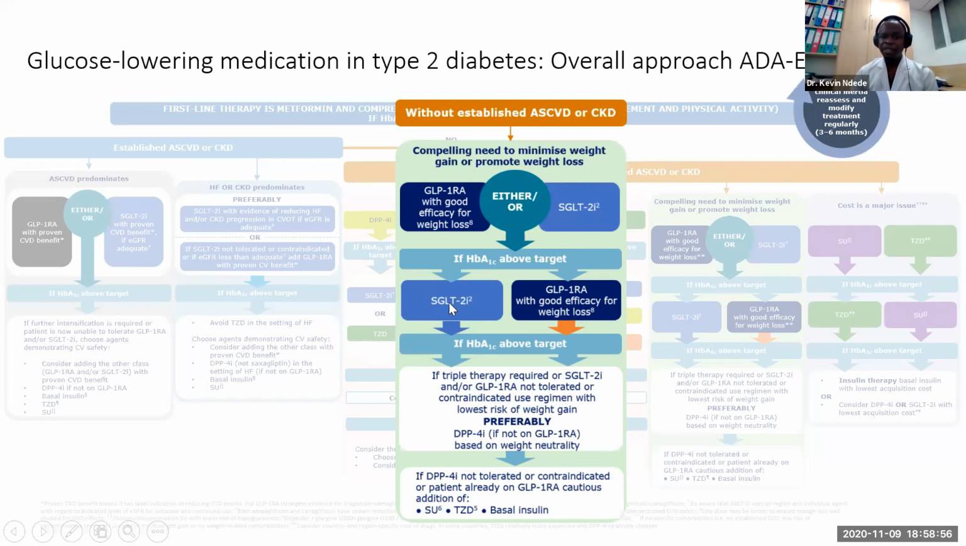Then subsequently, if HbA1c is still above target after using these medications, intensification should be with an SGLT2 if you started with a GLP-1, or a GLP-1 if you started with a SGLT2. If still above target, then the other options are here, including DPP-4s. You can see that sulfonylureas and the glitazones and the basal insulin are a bit lower on the list when it comes to weight consideration.